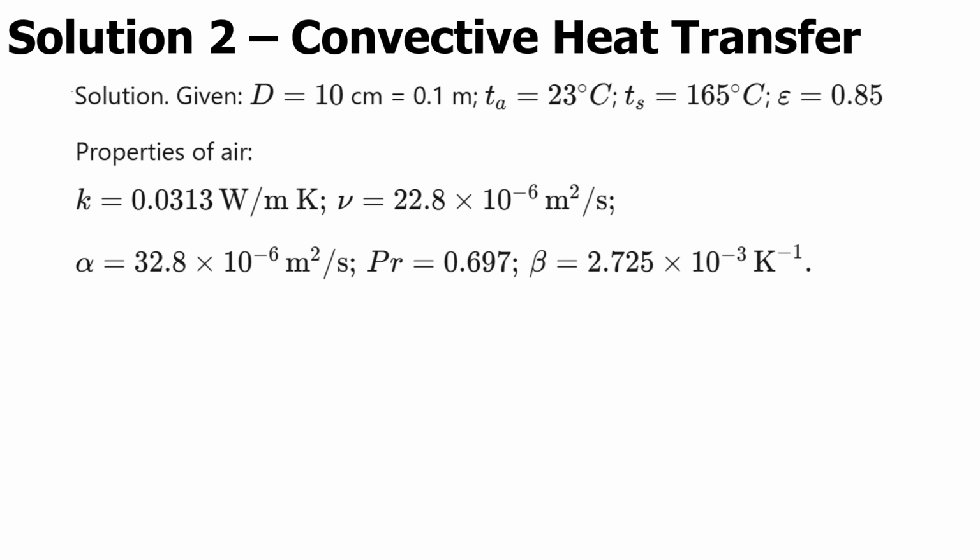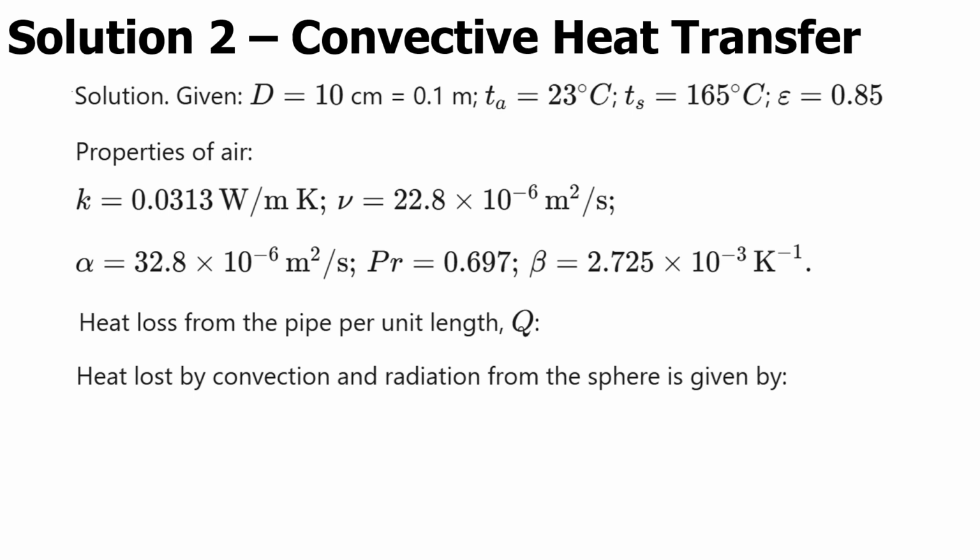Our objective is to find the total heat loss per unit length, denoted as Q. This total heat loss is a combination of heat loss by convection and heat loss by radiation. Therefore, the total heat loss Q is equal to the sum of the convective heat loss Q conv and radiative heat loss Q rad.